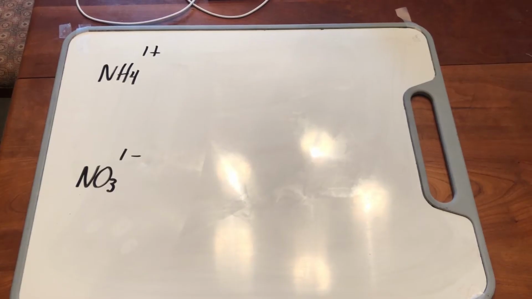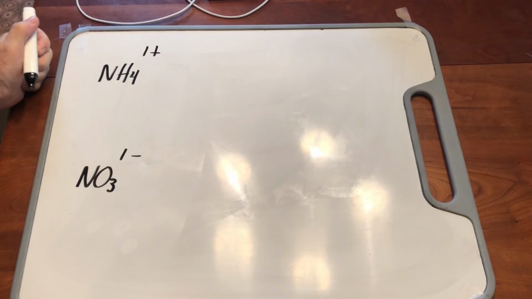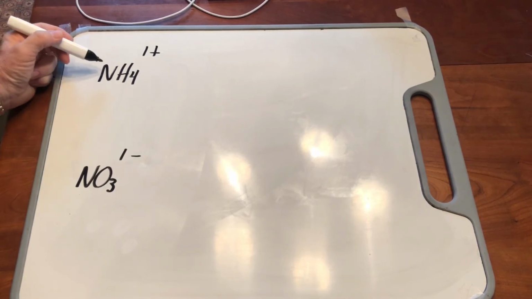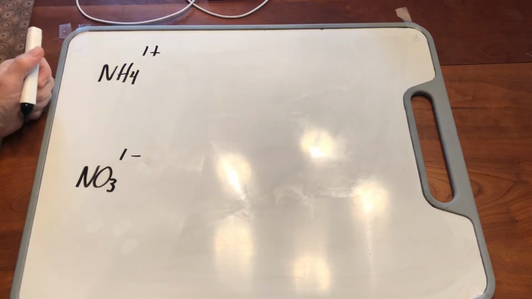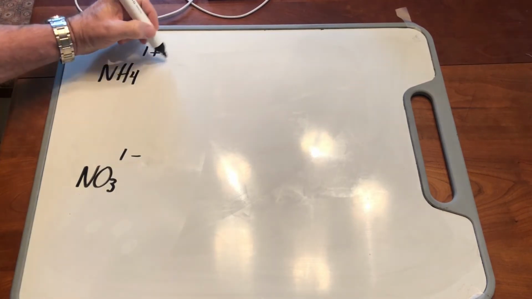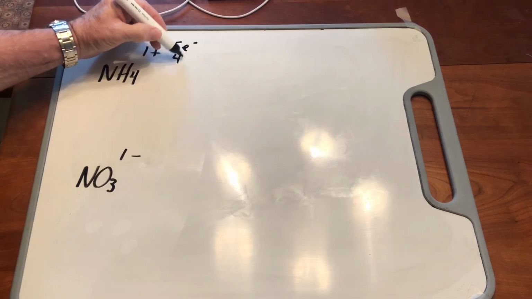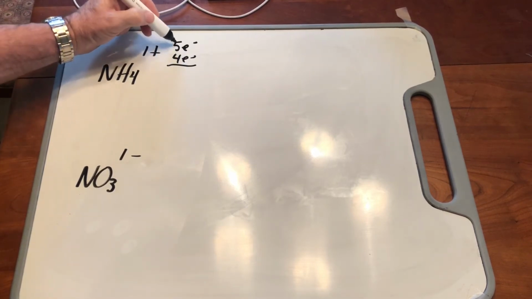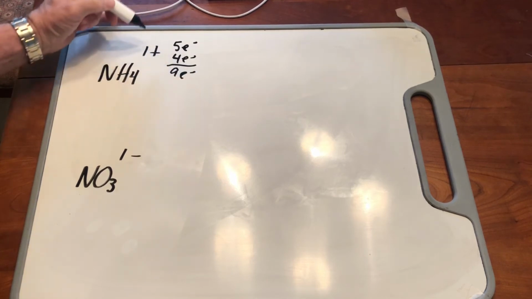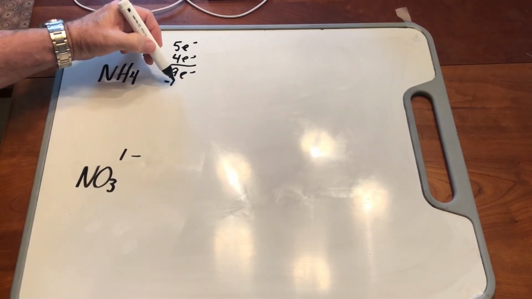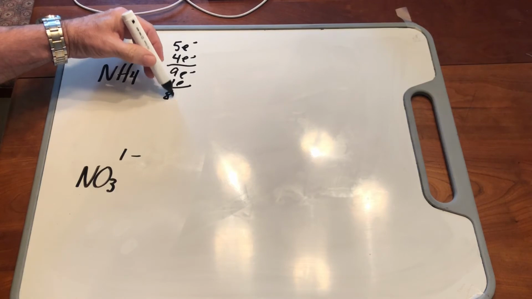Now, let's take a look at the ammonium ion. Again, we start out the same way as usual, count up all of our valence electrons. However, the plus charge is going to change things a little bit. So nitrogen has 5 electrons. Each hydrogen has 1 electron, and that adds up to 9 electrons. However, with the 1 plus charge, it means we've got to subtract 1 electron, 8 electrons.